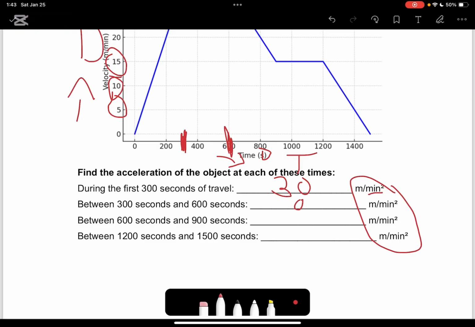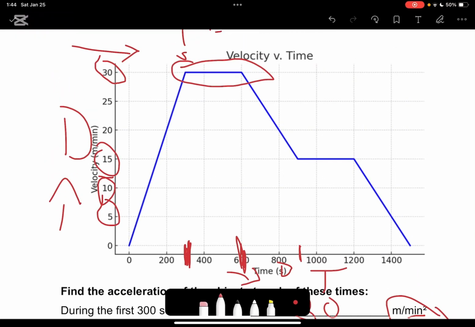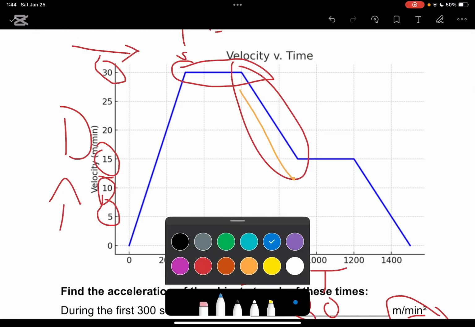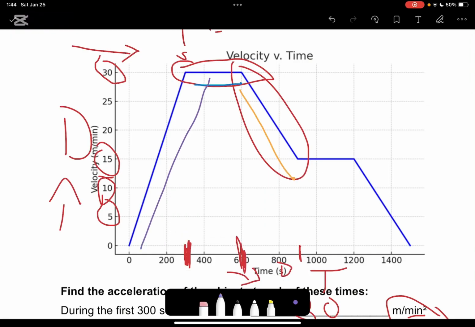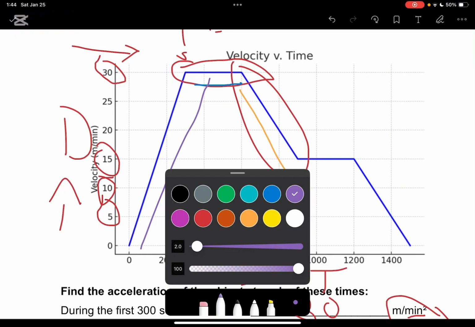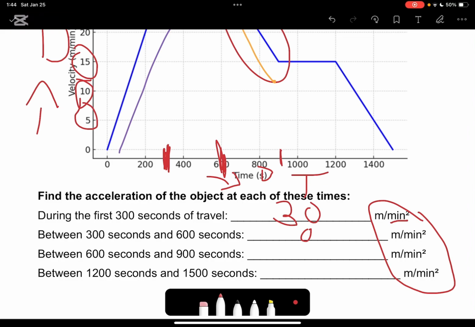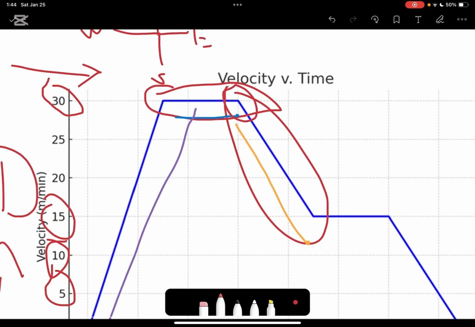Now between 600 and 900, over here, from this one to this one. I'm sorry, I'm drawing a lot, but I just want to revise later, so that's why I'm drawing. As you can see, it went down from 30 to 15.